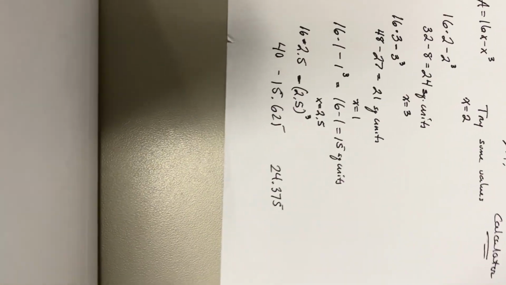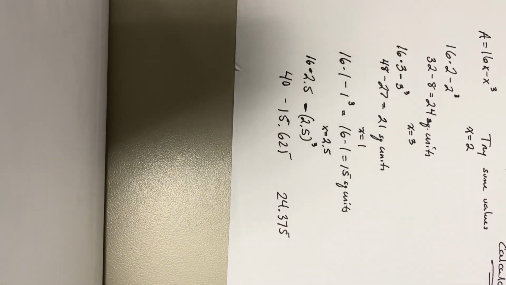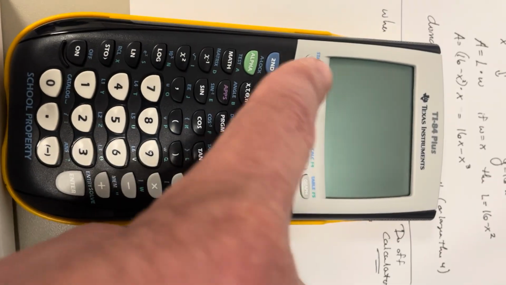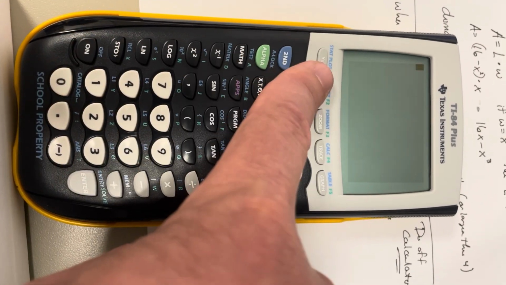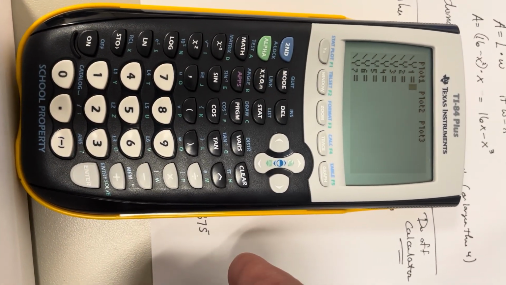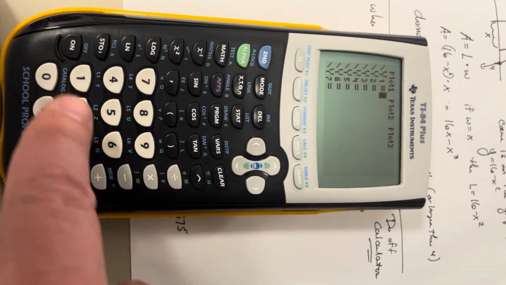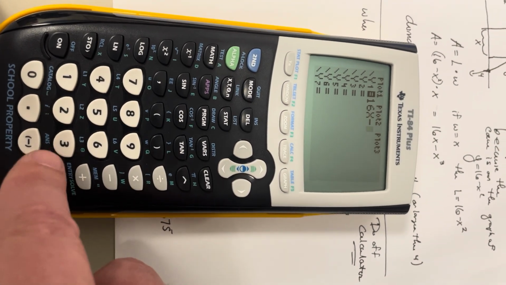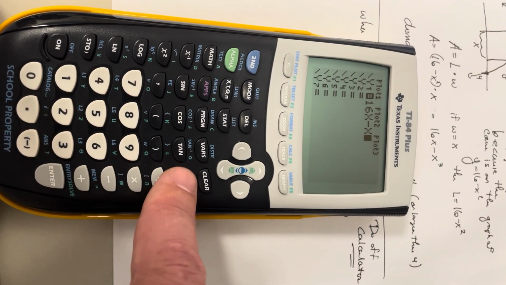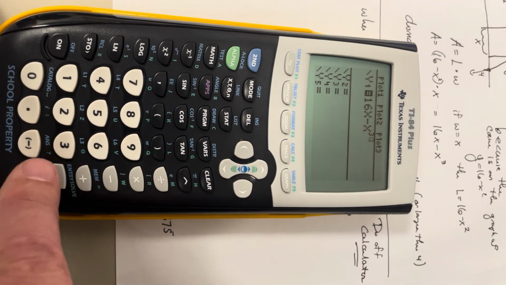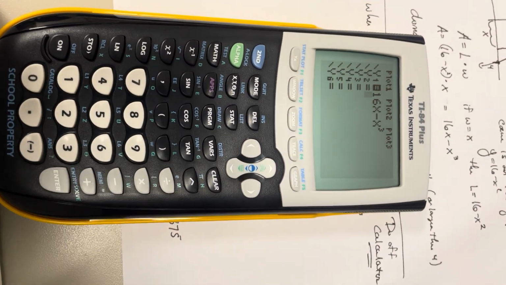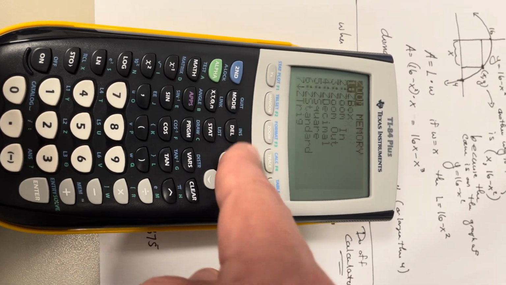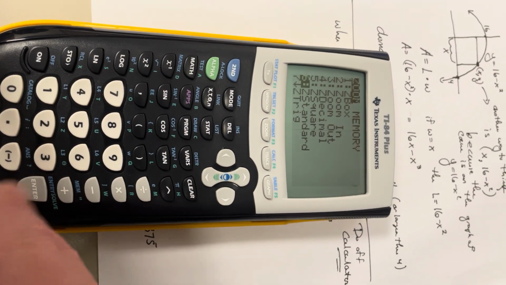So I'm going to pull out a handy-dandy graphing calculator, and I'm going to show you how this works. So what we do is the following. We're going to turn on our calculator. We're going to go to our y equals. And what we're going to do is type in 16x minus x raised to the third power, and we hit enter. Okay. Now that's our function that we got. So I'm going to go ahead and hit zoom standard.